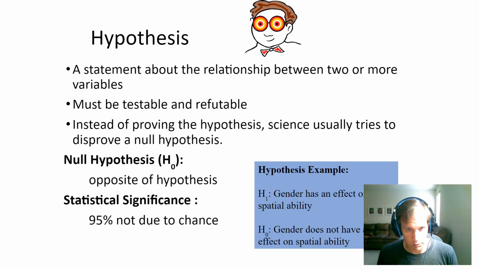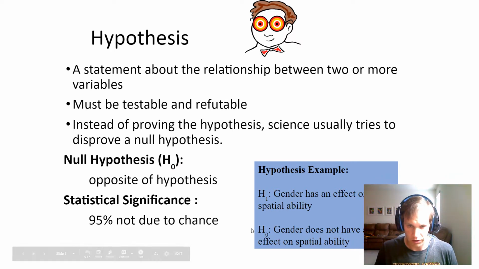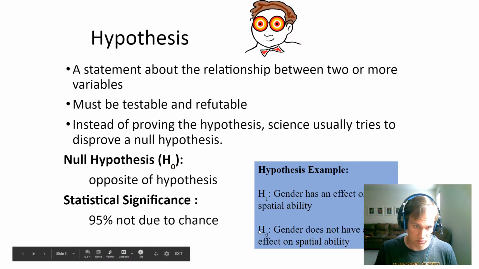And instead of trying to prove a hypothesis, science usually tries to disprove a null hypothesis. A null hypothesis is the opposite of your hypothesis, and it's indicated by this little zero subscript here. So your example is: gender has an effect on spatial ability. Your null hypothesis, which you're trying to disprove, is: gender does not have an effect on spatial ability.